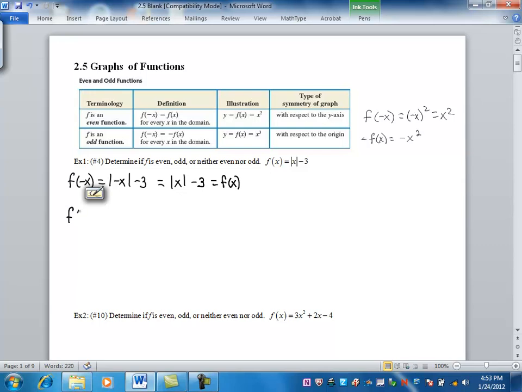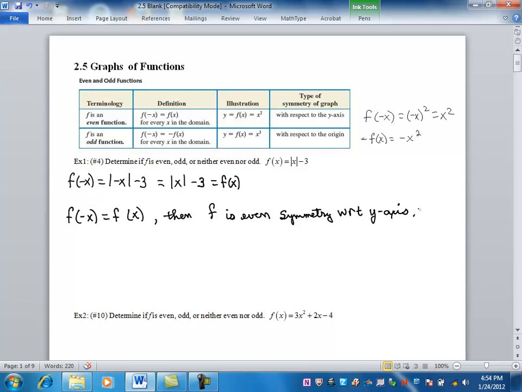And so we can see that since f of negative x equals f of x, then f is even. And one thing about it, if f is even, you'll notice that an even function is symmetric with respect to the y-axis. So we have symmetry with respect to the y-axis. Alright, and if a function's even, it's not going to be odd, so we will move along here.